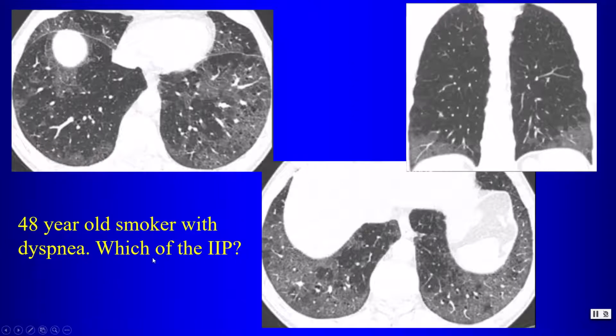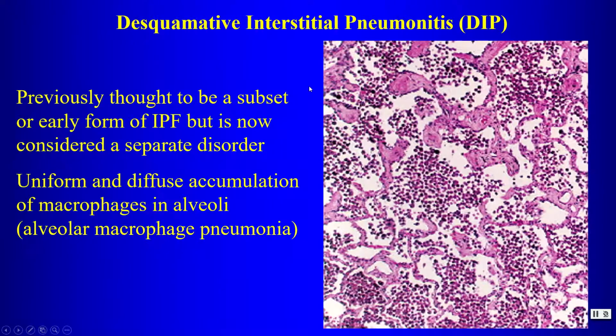So here we have a 48-year-old smoker with shortness of breath. Which of the idiopathic interstitial pneumonias is this? Well, here we notice that the predominant finding is ground glass opacity. So these extensive areas of ground glass opacity associated with smoking. This is desquamative interstitial pneumonitis.